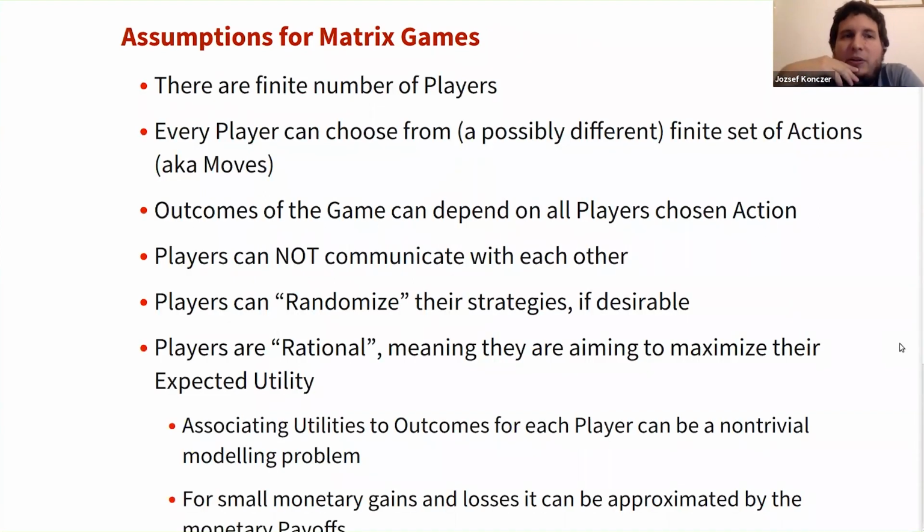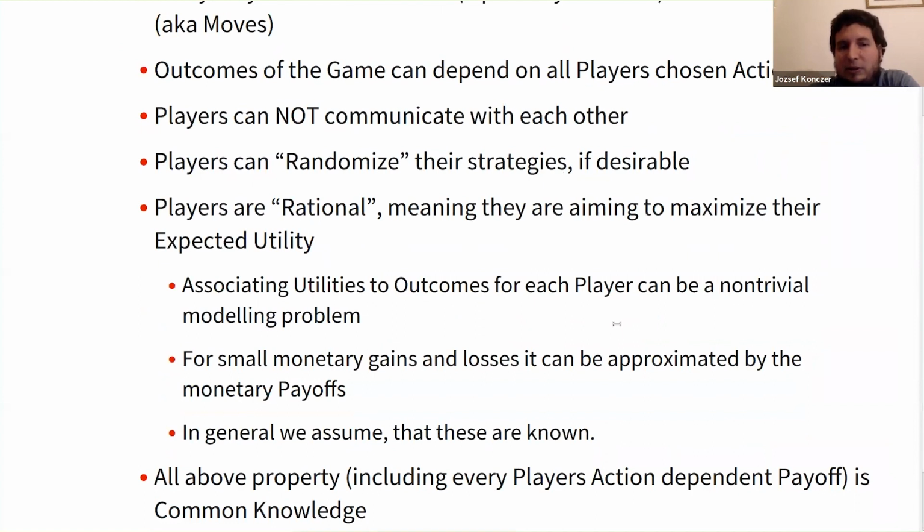Okay, then first I gave a very simplistic definition, but here I will go through some assumptions for matrix games. So we will talk only about finite games, meaning that there is a finite number of players. Every player can choose from a possibly different finite set of actions, also known as moves. Outcomes of the game can depend on all players' chosen actions. Players cannot communicate with each other. Players can randomize their strategies if it's desirable.